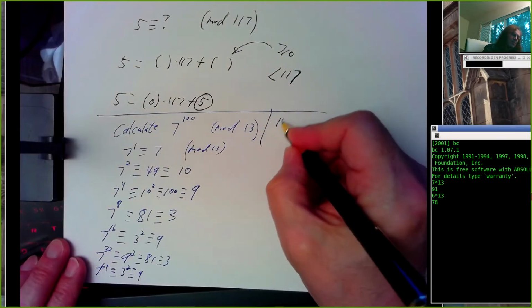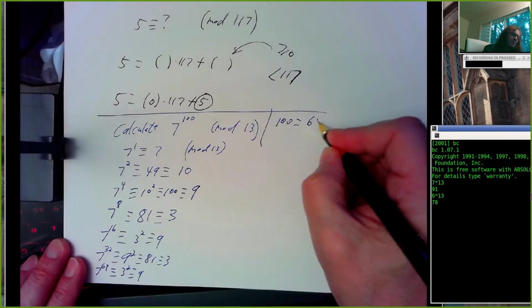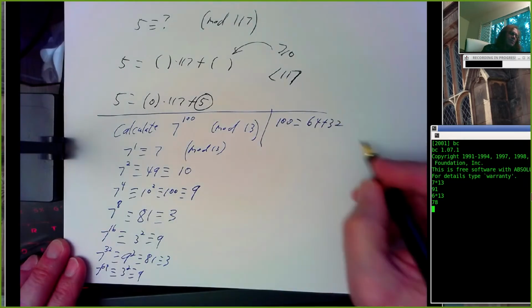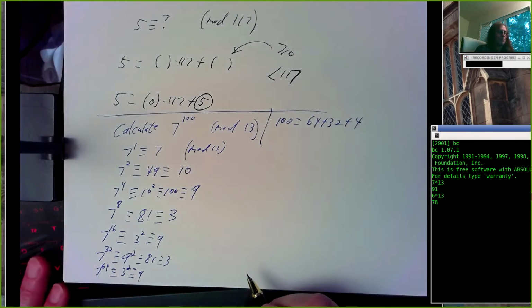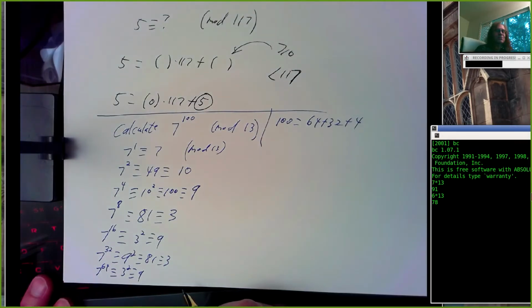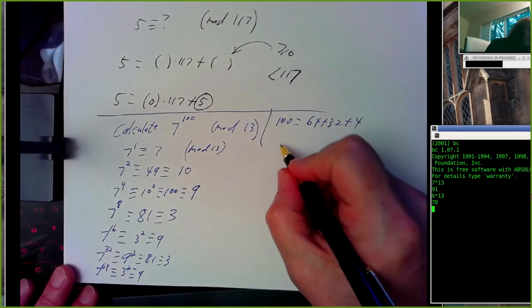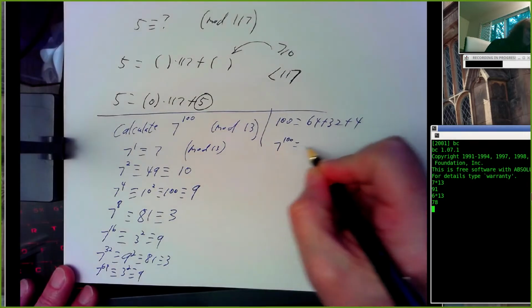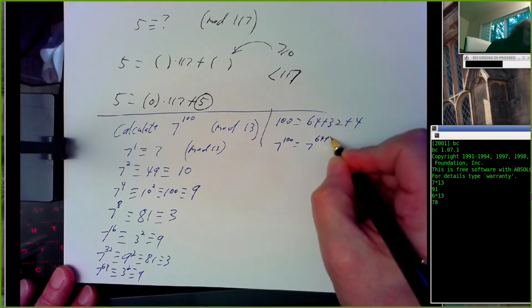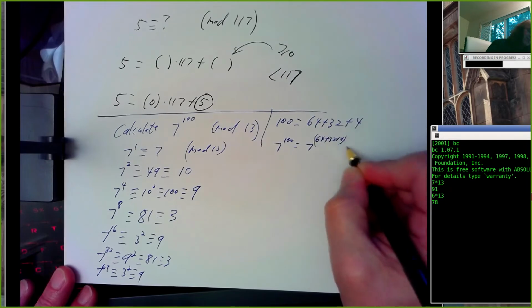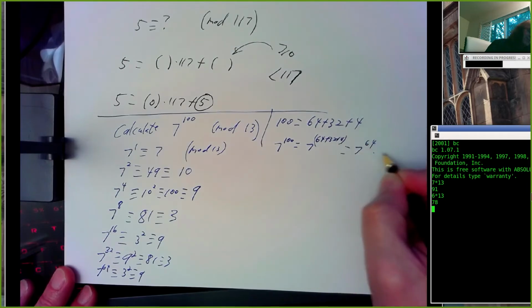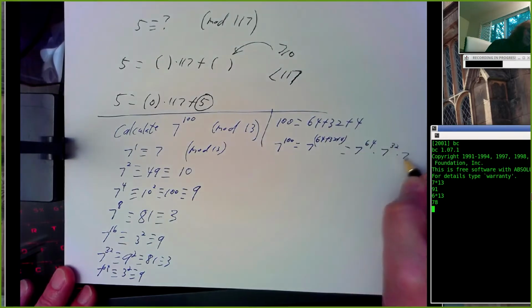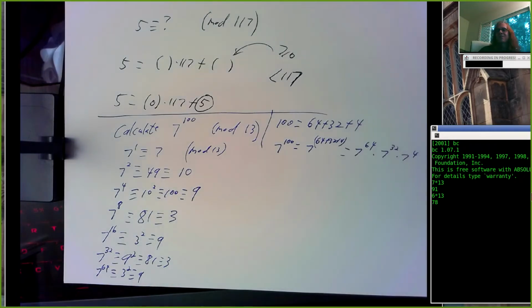And now I think about binary and I say 100 equals 64 plus 32 plus 4. So I've written it out as a sum of powers of 2. And so 7 to the 100 is 7 to the 64 plus 32 plus 4, which is 7 to the 64 times 7 to the 32 times 7 to the 4th. It's the law of exponents.